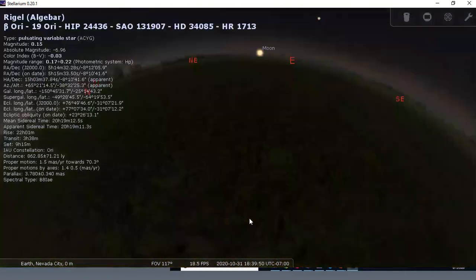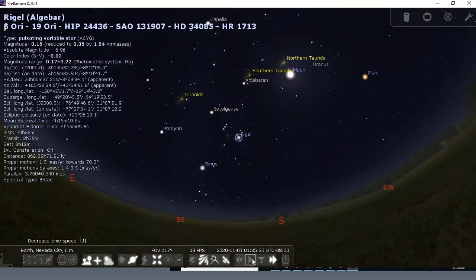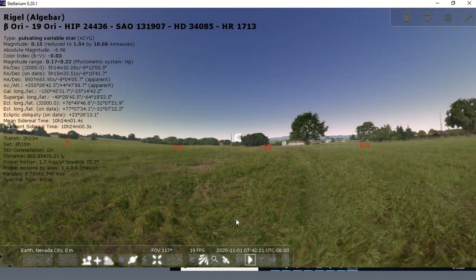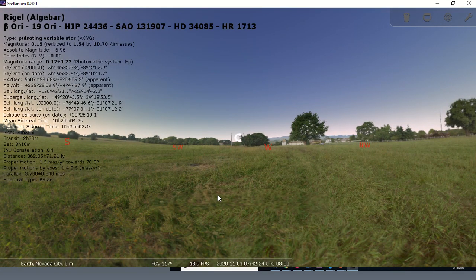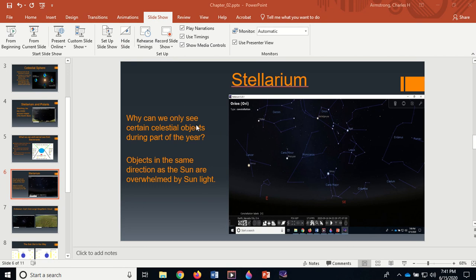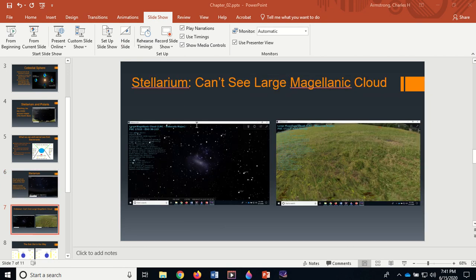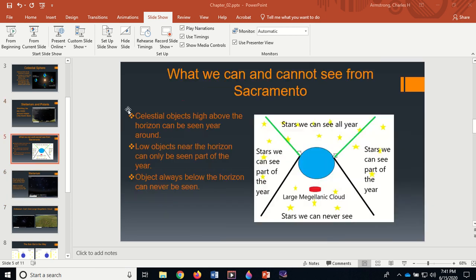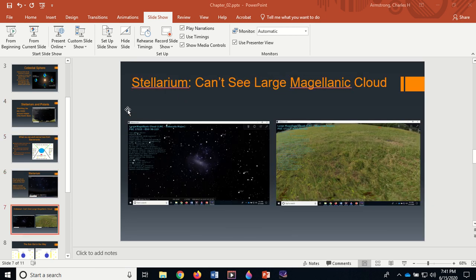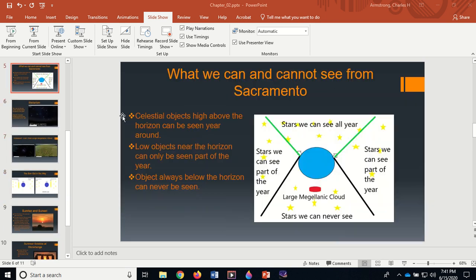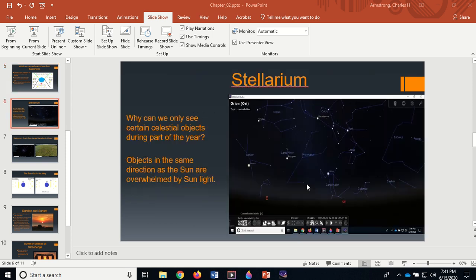So that's the reason why we can see some objects part of the year, not other parts of the year. So now let me figure out how to get out of this. What I was just talking about here is, where is it? Okay, Stellarium, can't see the Large Magellanic Cloud. So up here, that's where they are. They're down here. We can't see them from where we are.